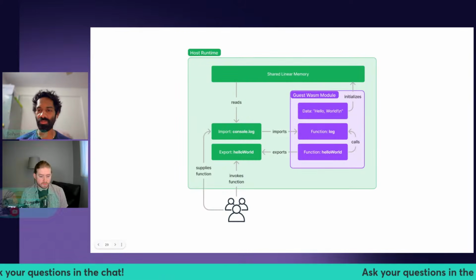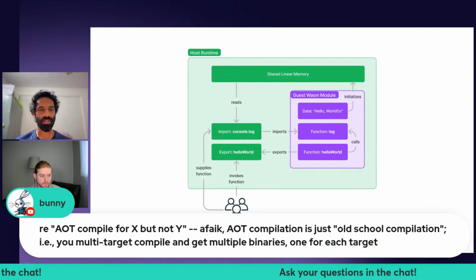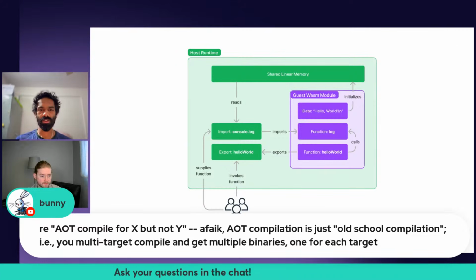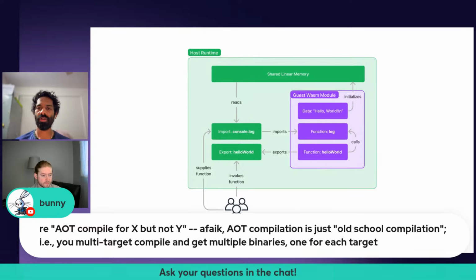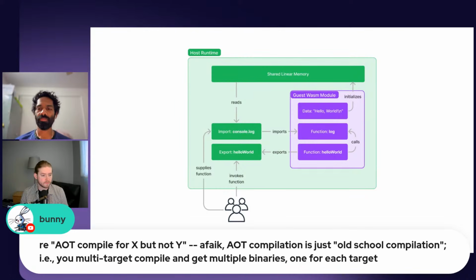We have a question from Bunny, which is regarding AOT compile for X but not Y. As far as I know, AOT compilation is just old school compilation. You multi-target compile and get multiple binaries, one for each target. Interesting. Okay. My understanding always was that you ahead of time optimize for the target that you're going to compile to, as opposed to compiling it to multiple different ones. I'm not sure. I could be mistaken though.